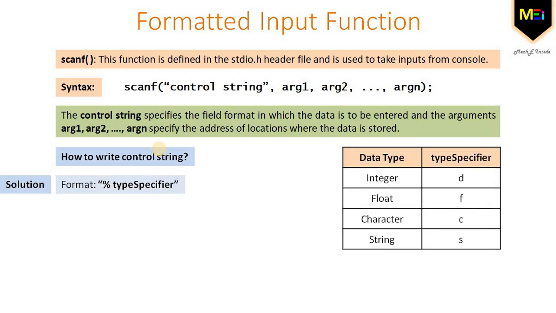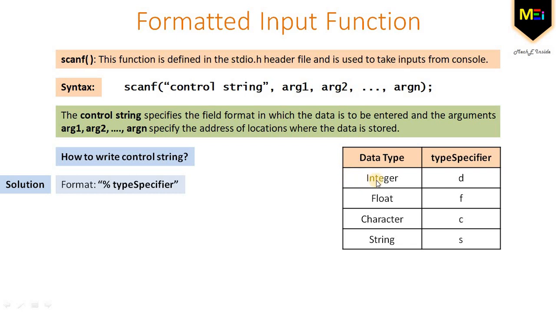Now we have how to write the control string. The format for that is, within the double quotes, in the syntax of scanf, starting with a percent character, then you have to give the type specifier. Now you are thinking what these type specifiers are. These are the specifiers which specify your data type, that is, what sort of data is going to enter into this particular scanf statement. As we know, we have encountered this sort of data types in our keyboard inputs.